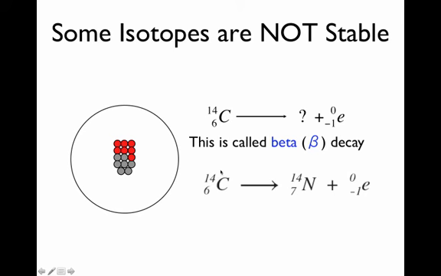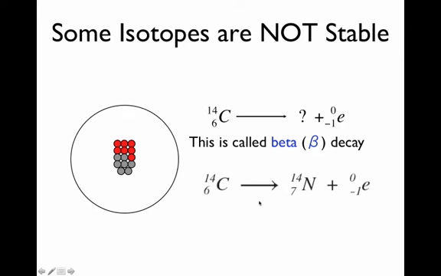So how much did everything weigh on the left? Well, we only had one thing, and it had a weight of 14 Daltons, or 14 atomic mass units. So everything on the right side of the equation has to weigh a total of 14 Daltons. The nitrogen here weighs 14 Daltons, and the electron weighs 0. So the weights match. We started with 14 Daltons, we ended with 14 Daltons worth of material.